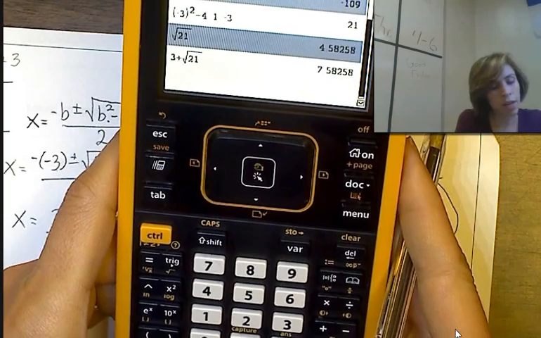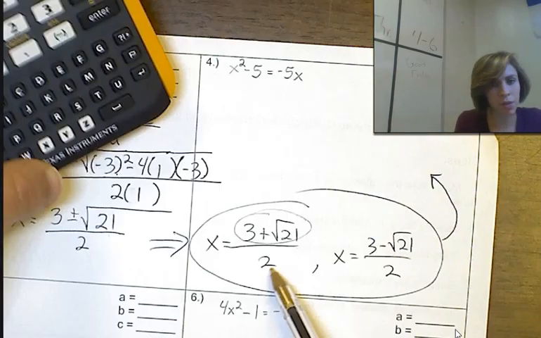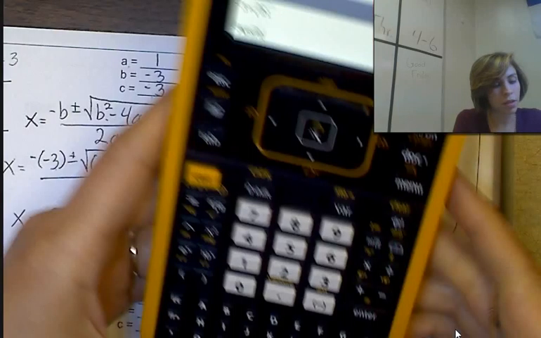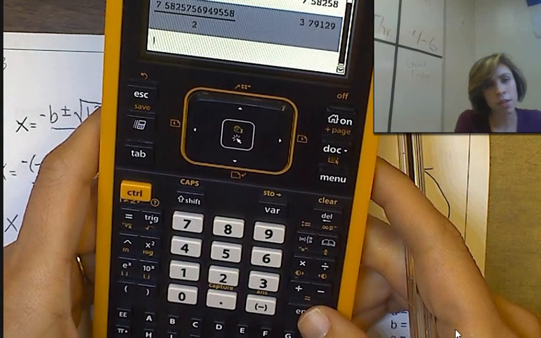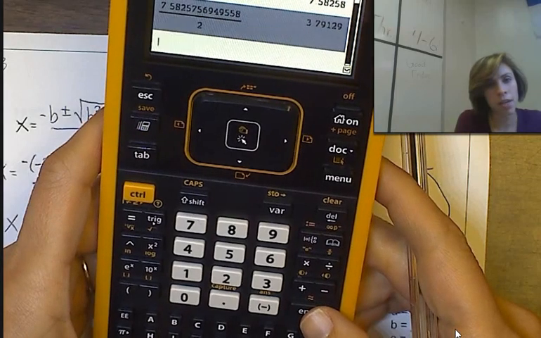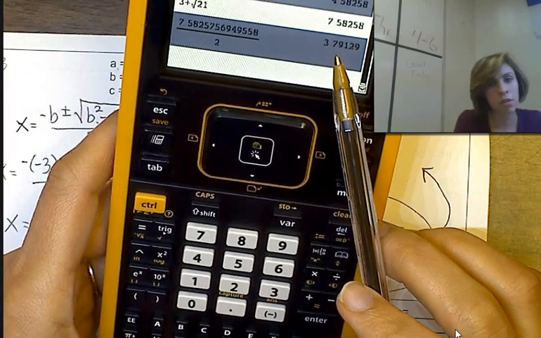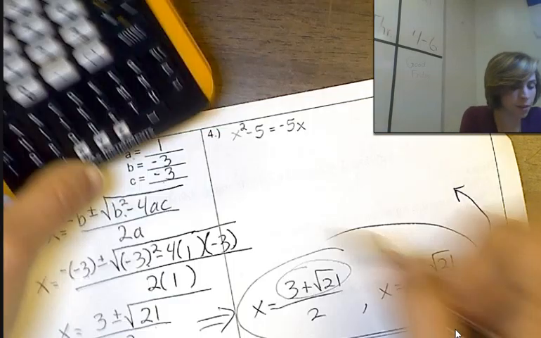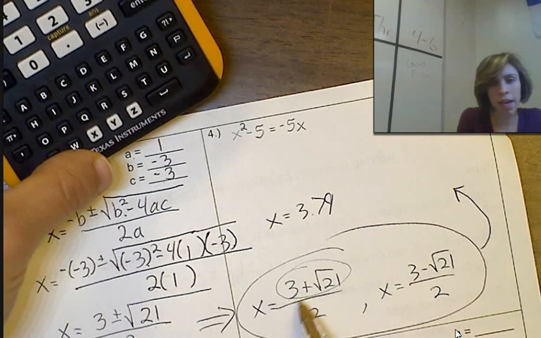Then I'm going to divide that number by 2, because that's what the number was under here. Divide it by 2. That's going to give me 3.79129. I'm going to just round it to the hundredths place. So I'm just going to put 3.79. And that was for the one where I was adding square root of 21.